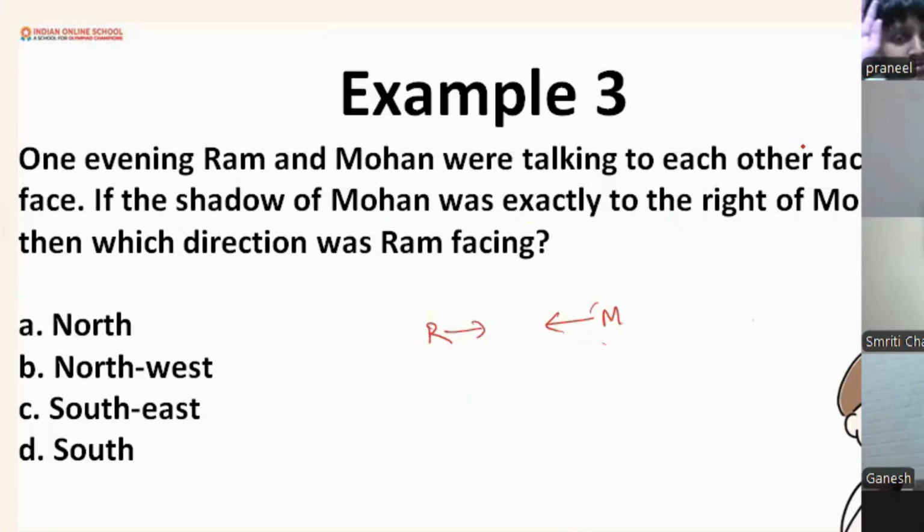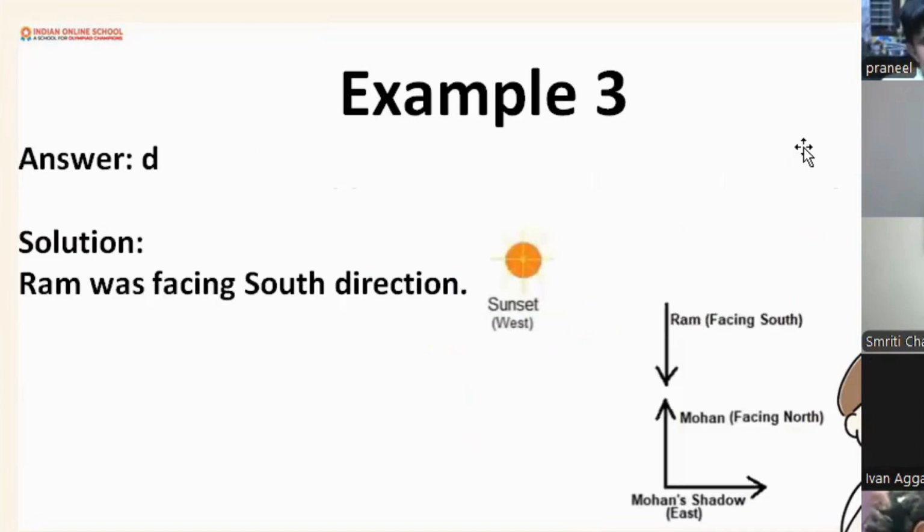Tell me, Pranil. Ma'am, east. Ram is facing towards, how could it be east? It needs to be south only.